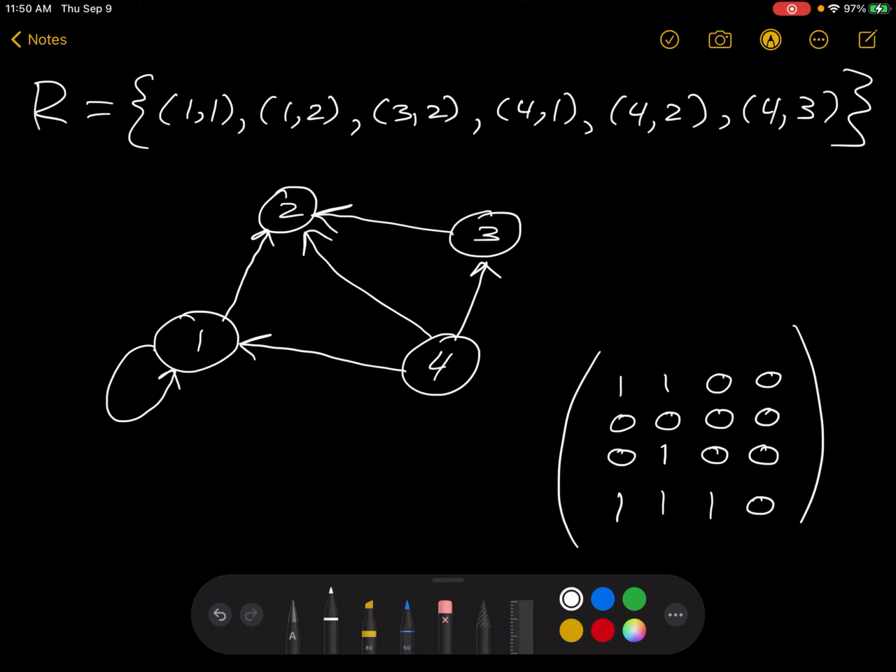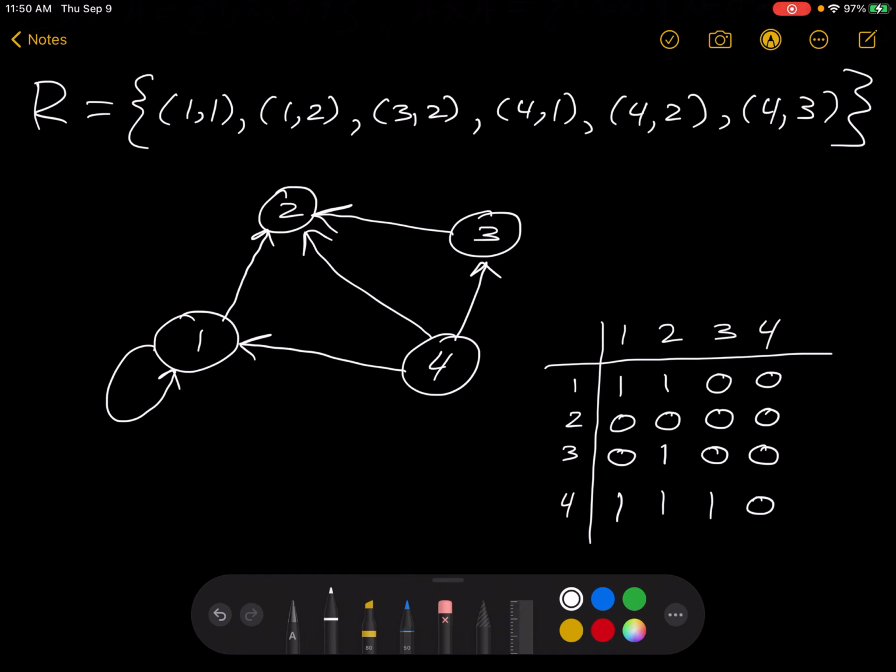Now, if you ever get an adjacency matrix and you want to make it into one of these other forms, all you've got to do is do something like this. And now it's an adjacency table, which you can use to make a graph. And you can take that graph and make it into a set of ordered pairs, and vice versa.